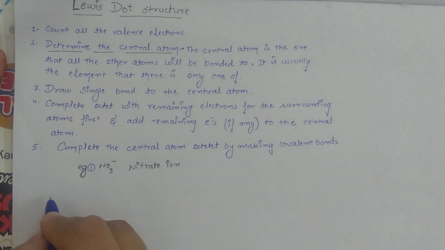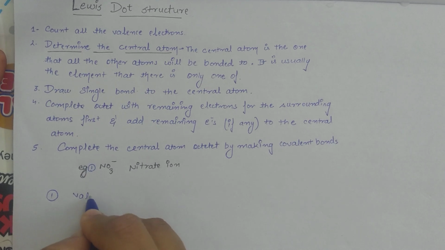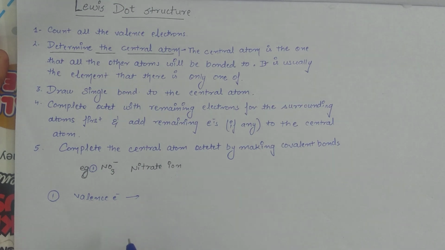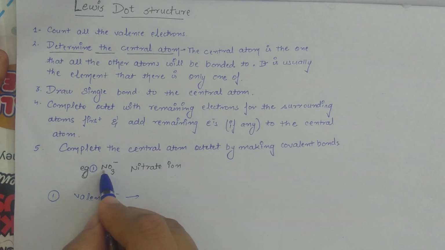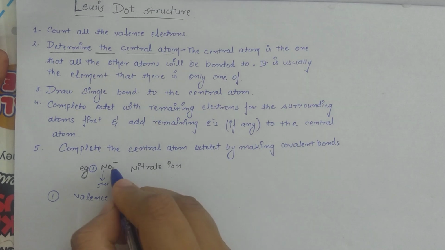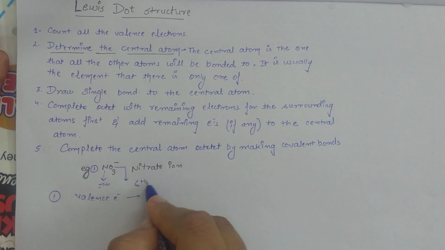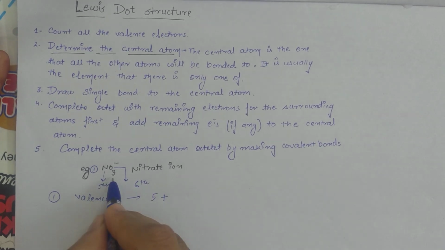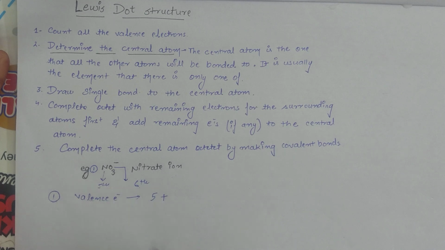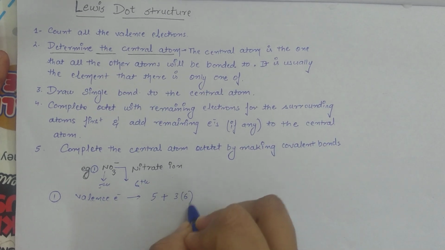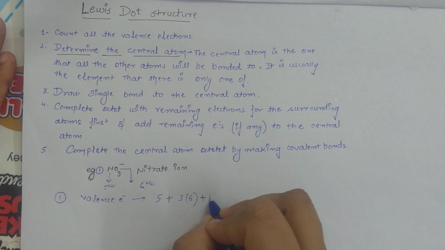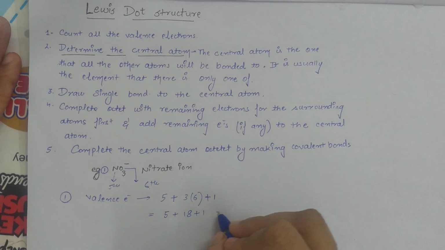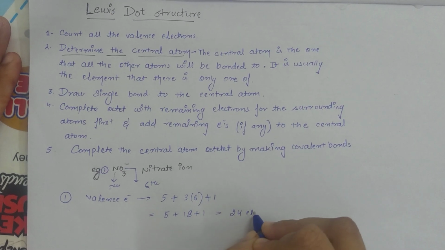So the first step is to calculate the valence electrons. If we consider this NO3 1- ion, how will we calculate? You know that nitrogen belongs to the 5th group and oxygen belongs to the 6th group. So the valence electrons for nitrogen will be 5 and for oxygen it will be 6, and here 3 oxygens are present, so it will be 3 into 6. For the one negative charge, you will add 1. So the valence electrons in this case will be 24 electrons.